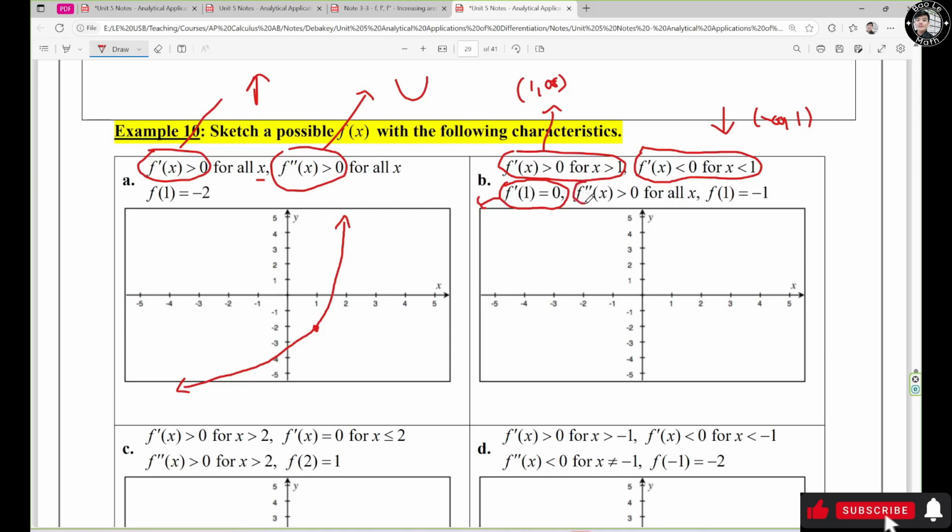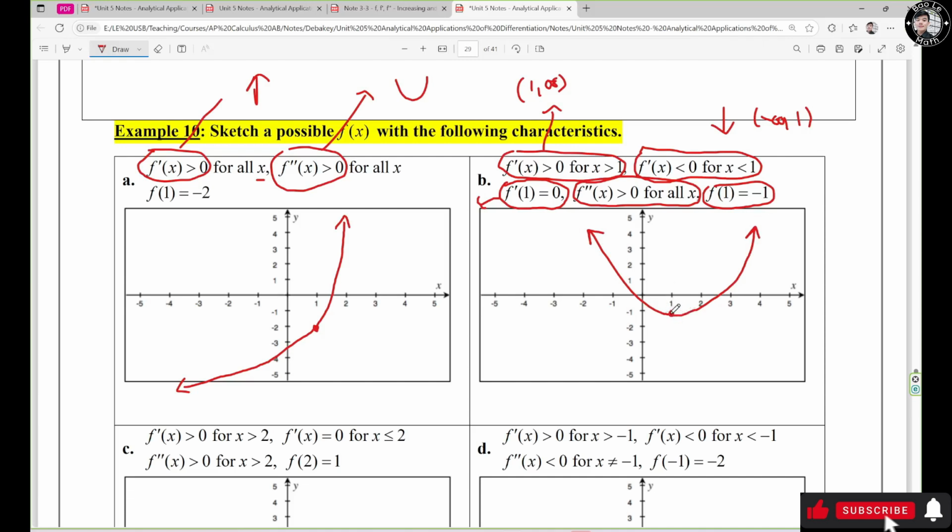Now f double prime of s greater than 0 for all s. It tells us that the function f of s is always concave up, right? And f of 1 equals negative 1 is going to be right here, right? So f prime of s greater than 0 for s greater than 1. So it's going to be something like this. Alright, f prime of s less than 0 for s less than 1. It's going to be something like this, right? f prime of 1 equals 0.